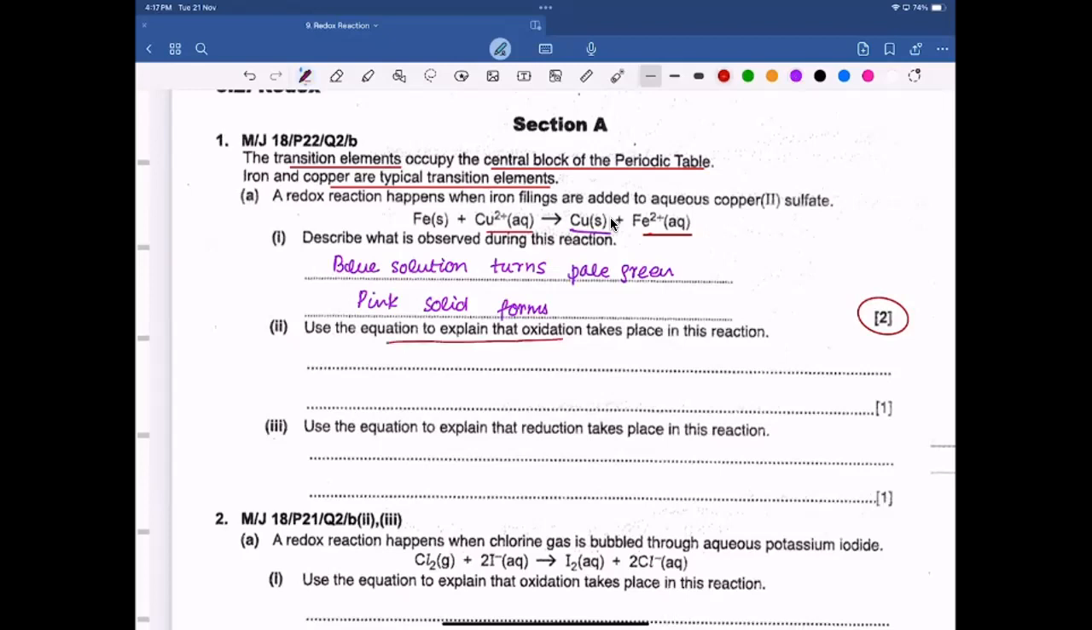Use the equation to explain that oxidation takes place in this reaction. Which one is oxidizing? Fe or copper 2 positive? Copper 2 positive, after the reaction, what is its oxidation number? Zero. The oxidation number is decreasing, right? So a decrease in oxidation number is reduction. Here they are asking about the oxidation.